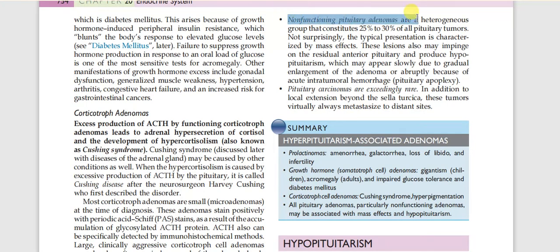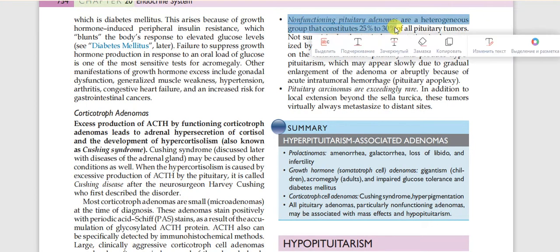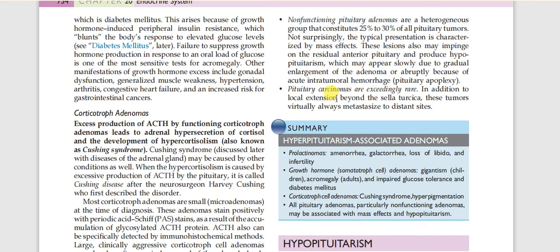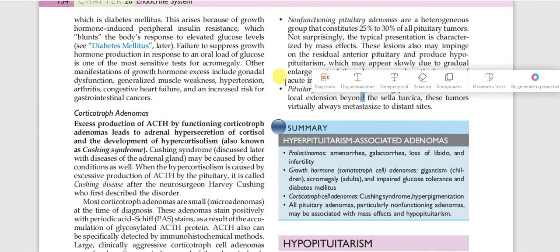The non-functioning pituitary adenomas are a heterogeneous group that constitutes 25-30% of all pituitary tumors. As I said before, they are noticed only at larger size, and we examine these tumors only if they become very large, when we can observe the mass effect of this tumor on the brain and on the optic nerves. And then pituitary carcinomas are exceedingly rare. Please remember, they are very rare.